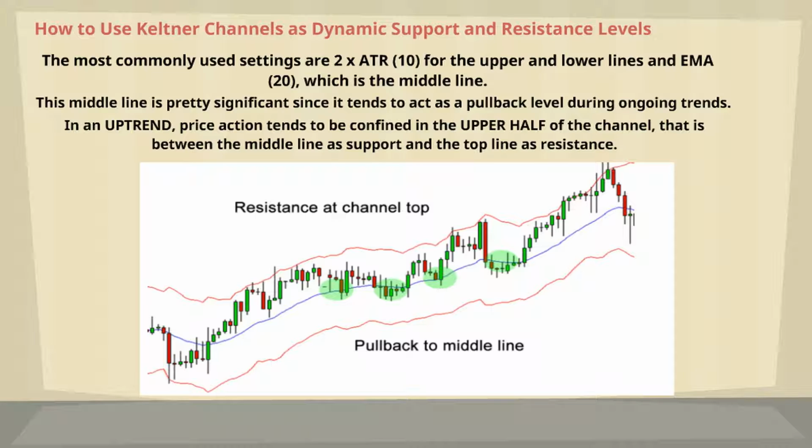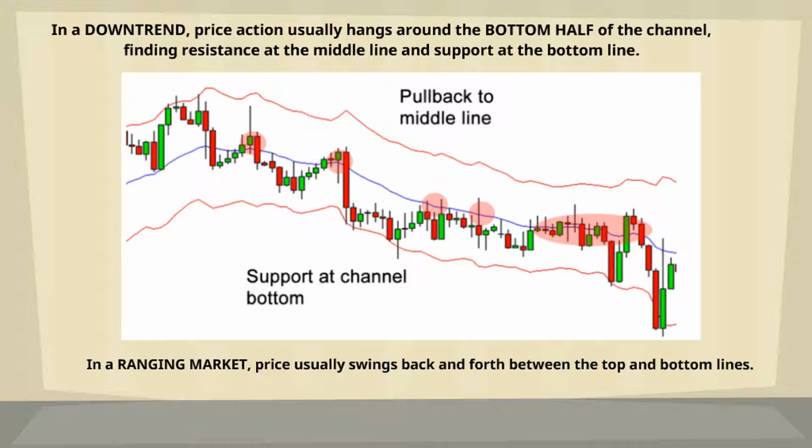The most commonly used settings are 2x ATR, 10, for the upper and lower lines, and EMA, 20, which is the middle line. This middle line is pretty significant since it tends to act as a pullback level during ongoing trends. In an uptrend, price action tends to be confined in the upper half of the channel, that is between the middle line as support and the top line as resistance. In a downtrend, price action usually hangs around the bottom half of the channel, finding resistance at the middle line and support at the bottom line. In a ranging market, price usually swings back and forth between the top and bottom lines.